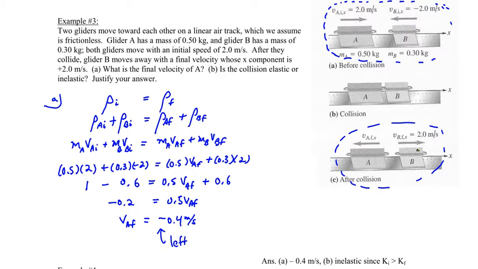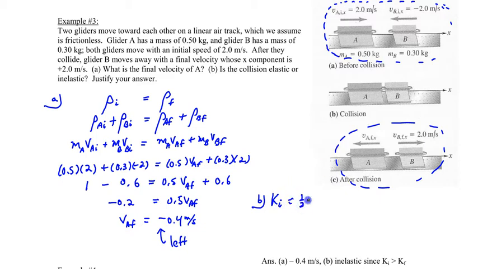The second part of the question is asking if the collision is elastic or inelastic. Now, if you remember, the difference between an elastic and an inelastic collision is that the elastic collision is the only one where the energy is conserved. Now, the energy that these gliders have is kinetic energy. So really what we want to do is compare the kinetic energies of the bodies before and afterwards. So let's calculate the kinetic energy of the system initially.